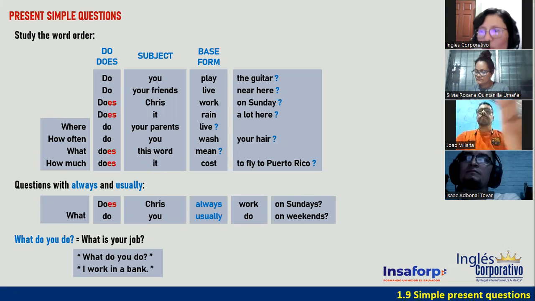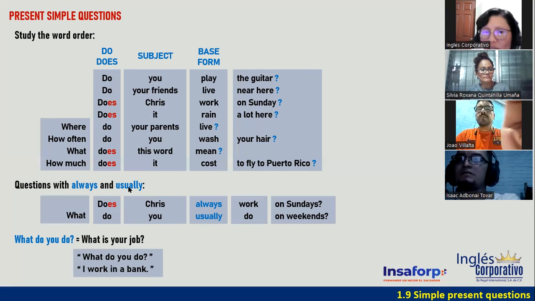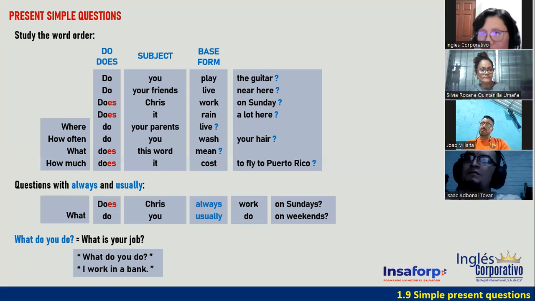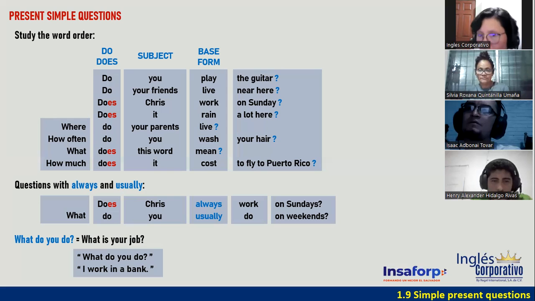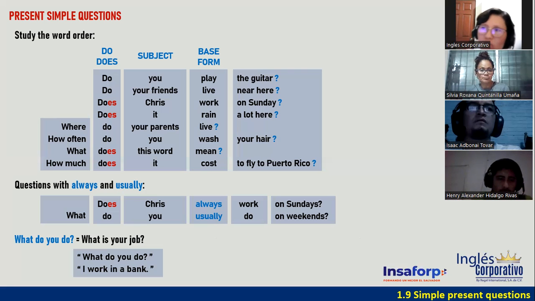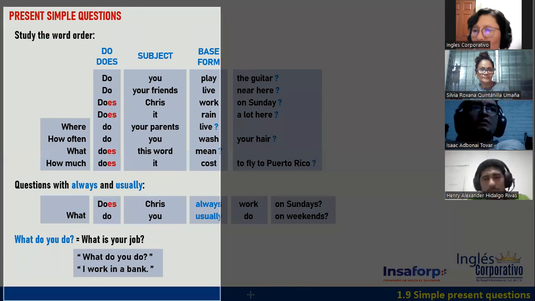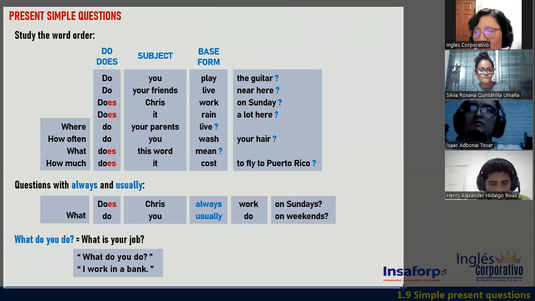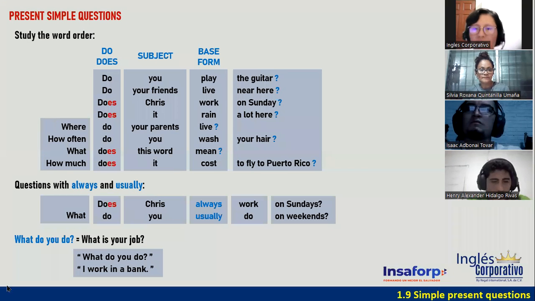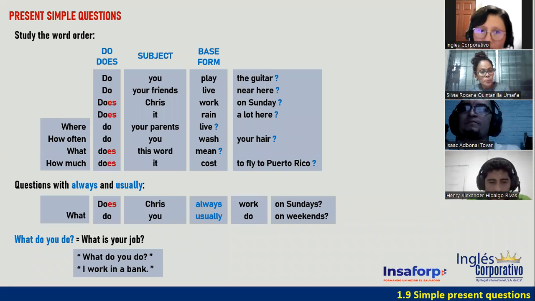¿Qué sucede con always and usually? ¿Cómo se llaman esas dos palabras, chicos? ¿Quién se recuerda? Adverbs. Adverbs of what? Of frequency. Exactly, right? So we call them adverbs of frequency. Nos dicen con qué frecuencia o qué tan a menudo hacemos ciertas actividades. Entonces, ¿qué sucede cuando yo necesito agregar un adverb of frequency?